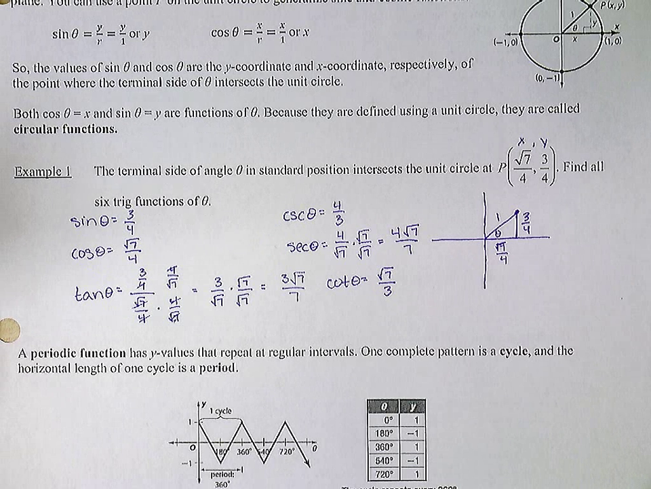So if it says it's on the unit circle, again, your radius is always 1. So that hypotenuse of your right triangle is always 1. Questions?